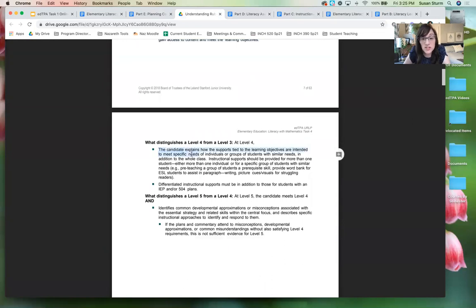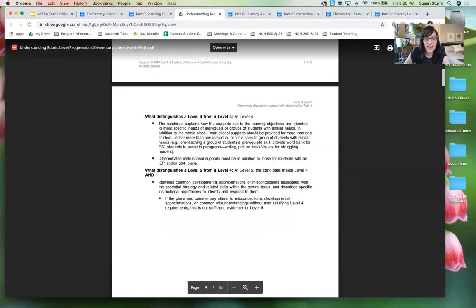Explains how the supports are tied to the learning objectives intended to meet the specific needs of groups, whole class, provide more than one student. Instructional supports should be provided for more than one student, either more than one individual or for a specific group. For example, pre-teaching, providing a word bank. We see that happening. Differentiated instructional supports must be in addition to those with IEPs and 504s. So we know she met the IEPs and 504s, and we also know that she went a step further and did more for her students.